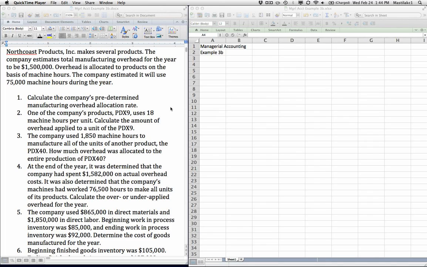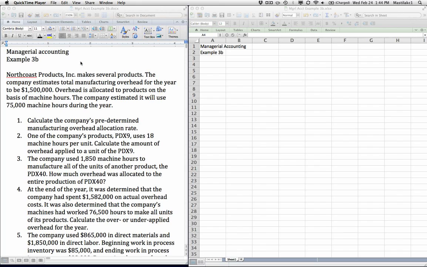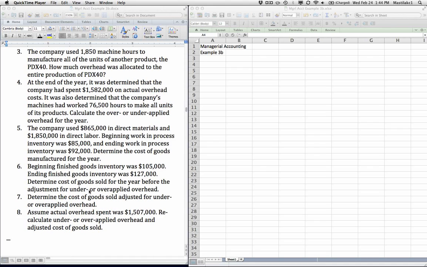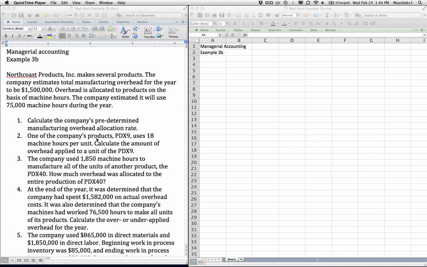Please find and read Managerial Accounting Example 3B. Here we're going to look at the allocation of overhead cost to individual products and to production as a whole, and we're going to take that all the way through under and over applied overhead and cost of goods sold.